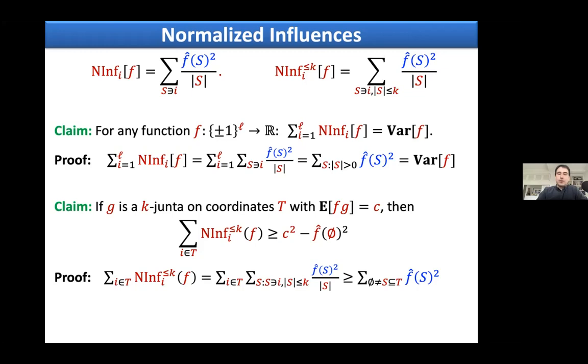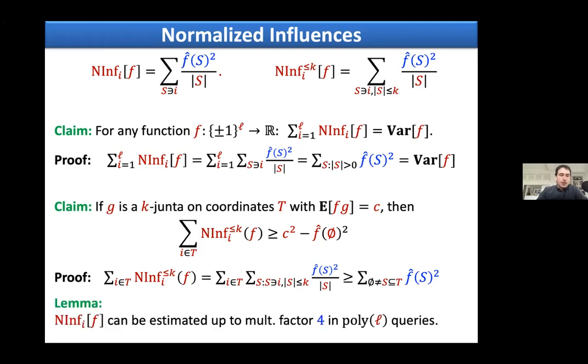Okay, so now that we have these two claims, it seems that normalized influences are quite useful, and the main challenging thing that we do is that we show that we can estimate these normalized influences up to a multiplicative constant factor in polynomial in L many queries.